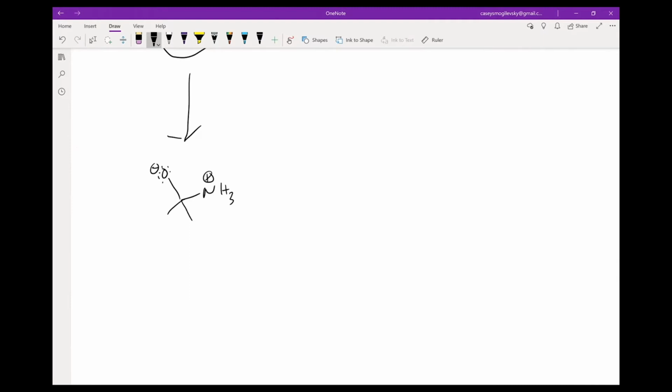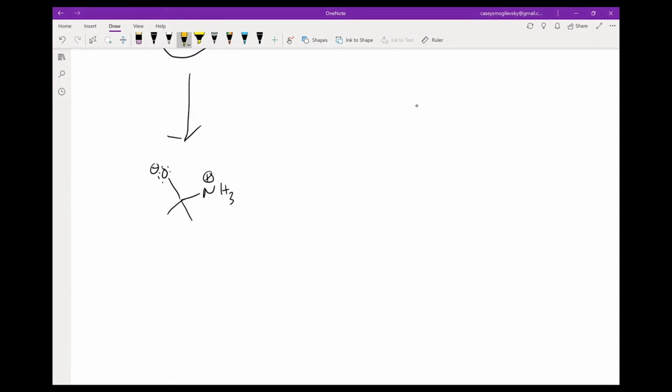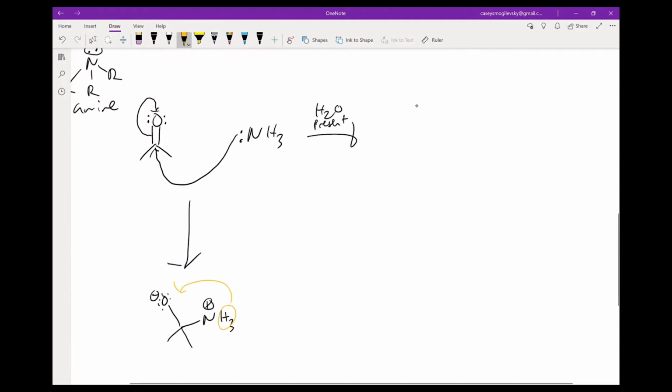Okay, so what happens now? Well, a variety of things can happen, but what usually happens in this case is what's called a proton transfer. Basically, one or more of the hydrogens are going to get transferred from one of these heteroatoms to the other. And this is facilitated once again by this protic solvent.